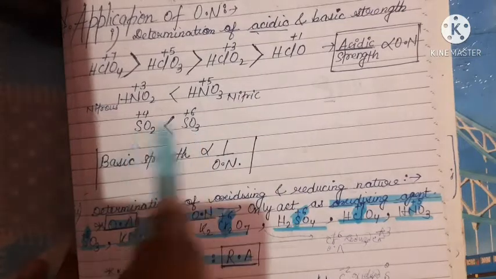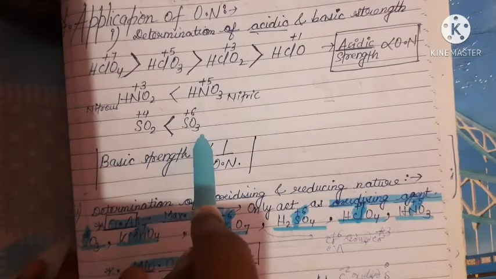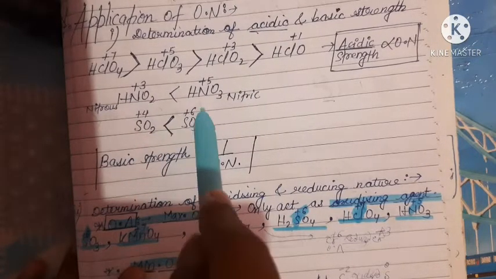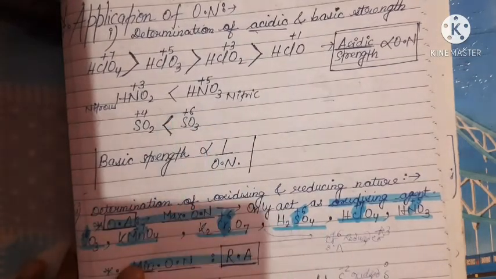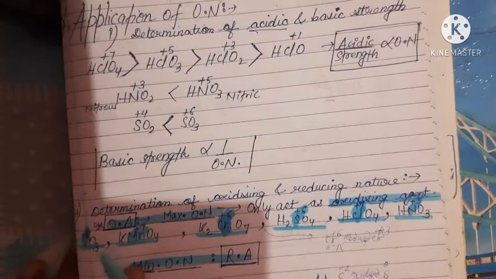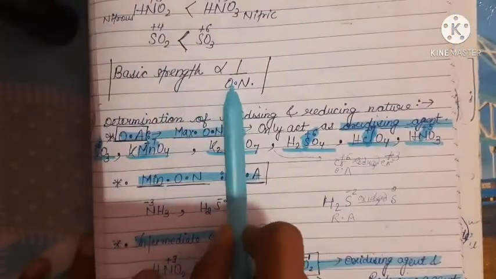From these two, which one has the better acidic strength? I look for the +6 oxidation number. So SO3 has the more acidic strength. And basic strength is inversely proportional to oxidation number.